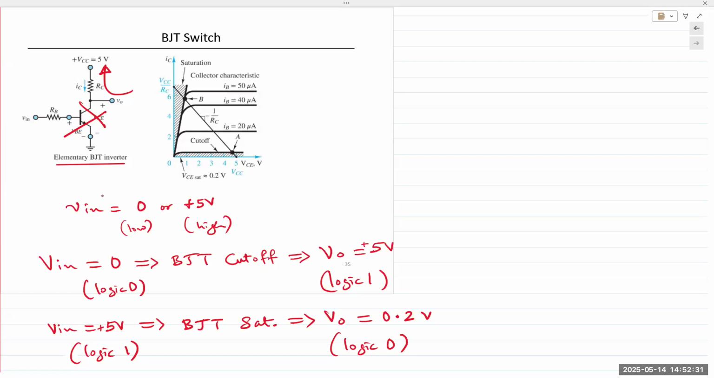And you're operating the BJT transistor as a switch between cutoff and saturation. The most rudimentary and the most fundamental of inverter circuits. And that's how you can implement a gate.